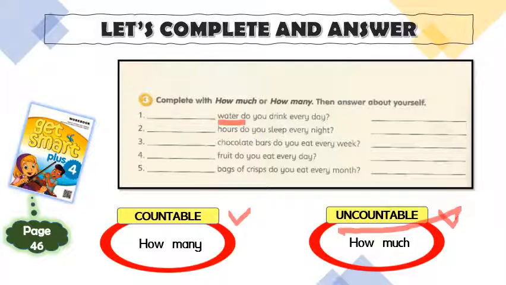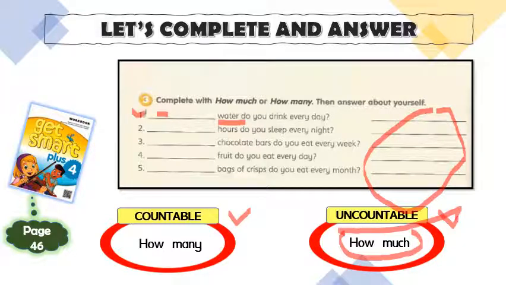Good, it's uncountable. So if it's uncountable, then you use how much. So you write here, how much. How much water do you drink every day? So you just complete number 1 to number 5 for the first one here. For this one, later on we'll do it together, but for now I want you to complete number 1 to number 5 for how much or how many.